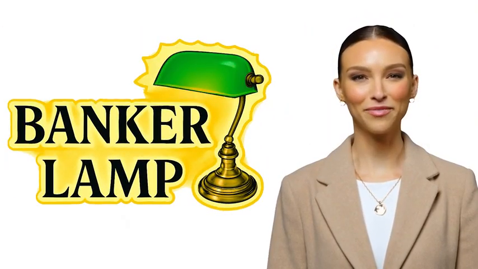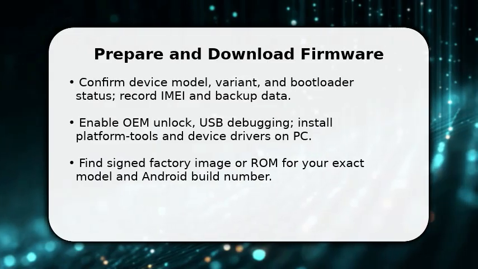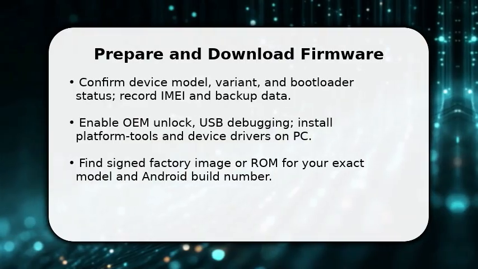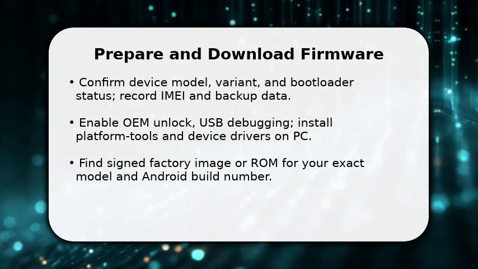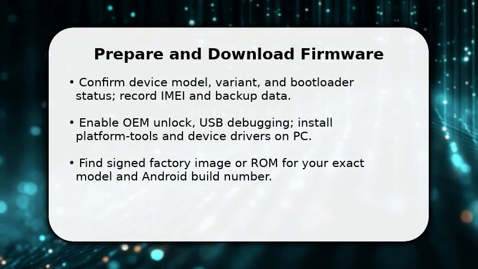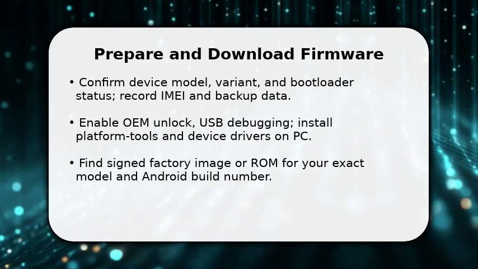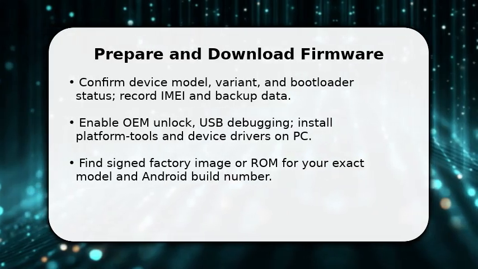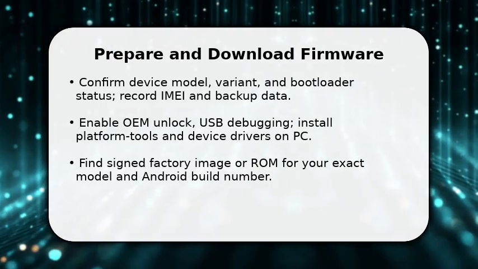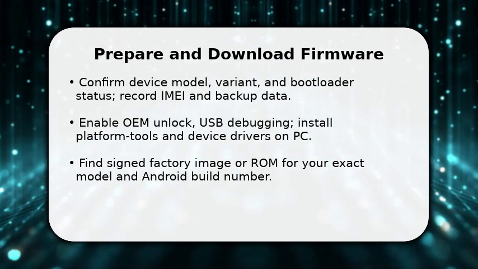Please enjoy the video. You start by verifying model and variant, so you flash the correct build. Get the IMEI and a full backup before you proceed. Once done, enable OEM unlock and USB debugging in developer options, and install platform tools plus the correct USB drivers on your PC. Next, locate a signed factory image or compatible custom ROM that matches your device and target Android version. Make sure the build number and carrier region are identical so you avoid mismatches.